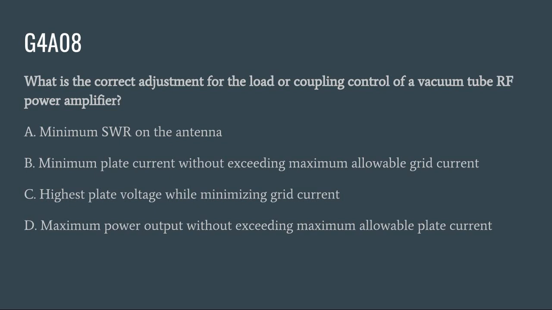G4A08, what is the correct adjustment for the load or coupling control of a vacuum tube RF power amplifier? A, minimum SWR on the antenna. B, minimum plate current without exceeding maximum allowable grid current. C, highest plate voltage while minimizing grid current. D, maximum power output without exceeding maximum allowable plate current. Correct answer is D, maximum power output without exceeding maximum allowable plate current.